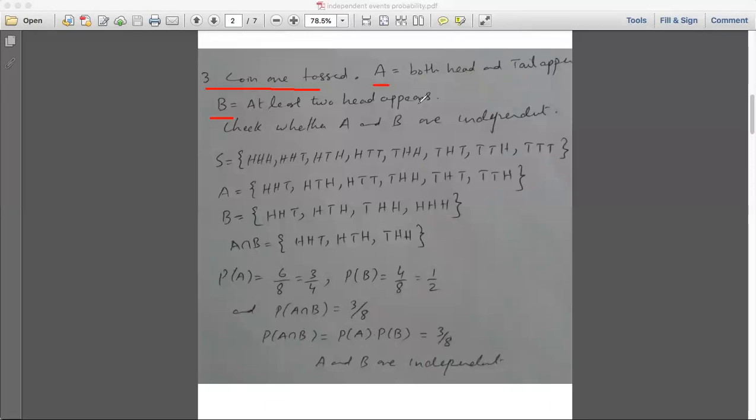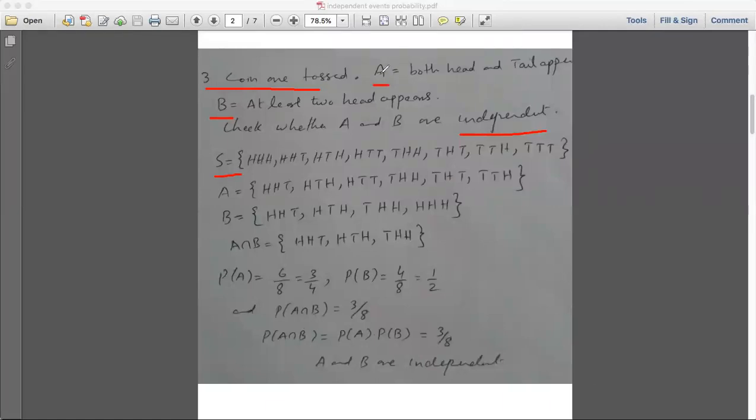So what is the question? Check whether A and B are independent. We need to check whether these two events A and B are independent. And we know that when three coins are tossed, the sample space is this one. As you can see here, we have already learned to find the sample space when three coins are tossed. So there are a total of eight elements in this sample space.